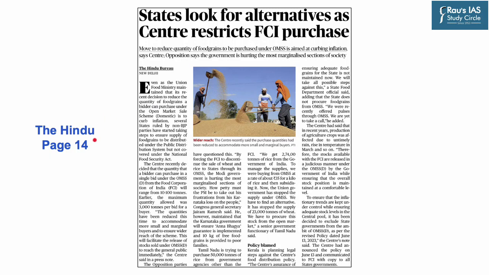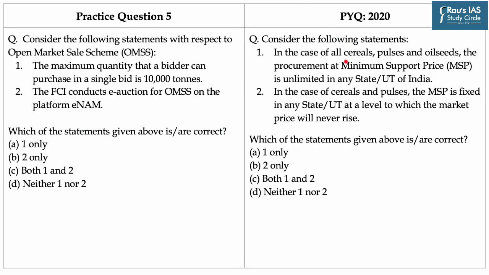Now, moving on to the fifth article of the day, which appeared on page 14 of today's Hindu newspaper. This article reports that the central government has made changes to the open market sale scheme, and this move is aimed at curbing the food inflation. Government procurement under the MSP program remains in news because of its food security implications. Thus, this topic is also a key area of interest for the UPSC exam, which is apparent from this PYQ of the year 2020 on minimum support price scheme for cereals and pulses.